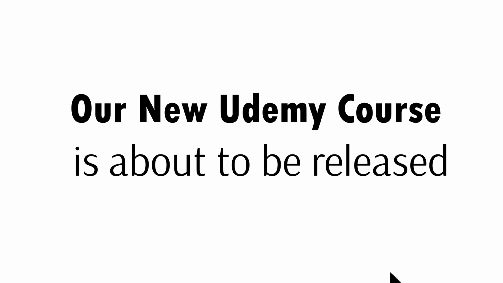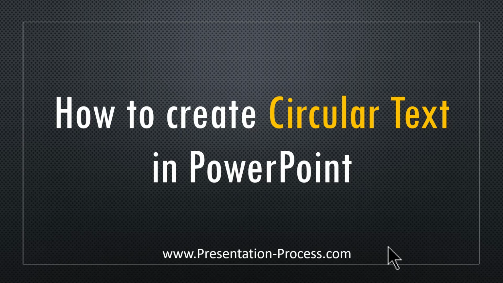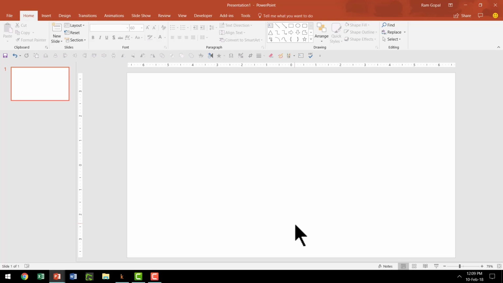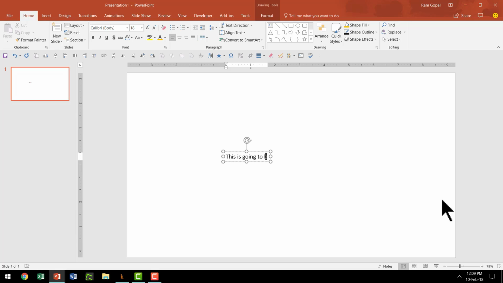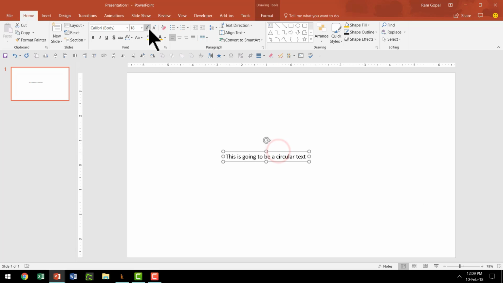Here is the video. Hi, in this video you will learn how to create circular text in PowerPoint. Here I am on a new slide and I'm going to write some text which I will later convert into circular text. So let us go to the text box tool from the Auto Shapes gallery and write something like "this is going to be a circular text". So we have got our text in place. If required, we can even increase the size to say around 24.